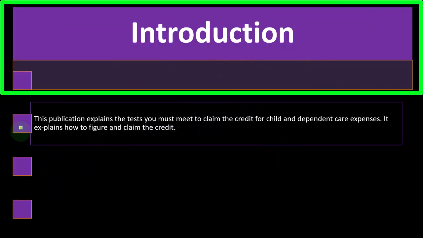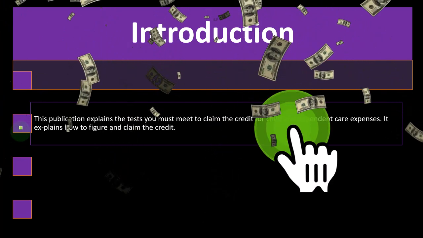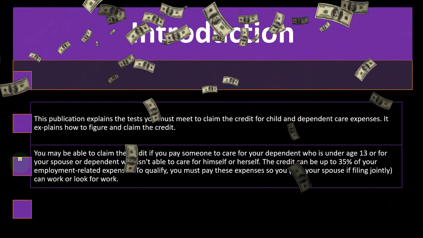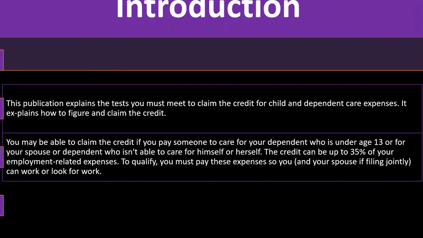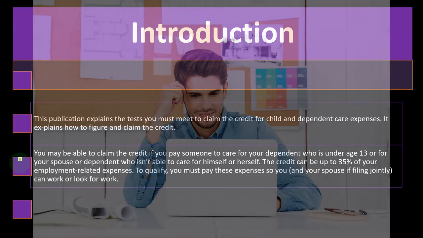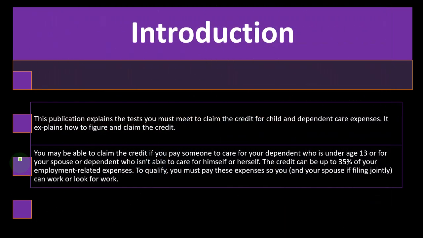This publication explains the tests you must meet to claim the credit for child and dependent care expenses. It explains how to figure and claim the credit. That's what we want to know. You may be able to claim the credit if you pay someone to care for your dependent who is under age 13. So we have another kind of age test here. You'll recall when we thought about age tests with regards to can they be claimed as a dependent, where we had 19 or 24, if they're a qualifying student, for example, do they qualify for the child tax credit? We had an age test of like 17, I believe, and now we've got this age thing here of 13. So you got to keep all these ages in your mind.